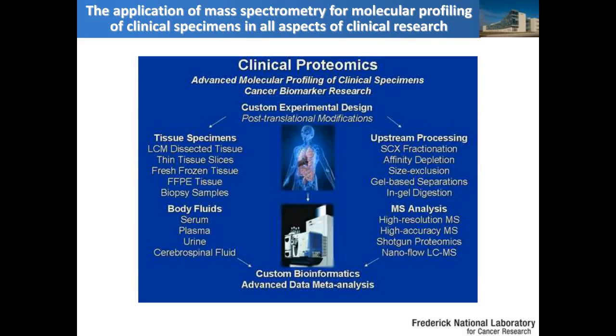Clinical proteomics can be defined as the application of mass spectrometry for molecular profiling of clinical specimens in all aspects of clinical research. As you can see from this slide, we use tissue specimens, regardless of whether it is laser capture microdissection, thin tissue slices, fresh frozen tissue, or formalin-fixed, paraffin-embedded biopsy samples. We also look into body fluids: serum, plasma, urine, cerebrospinal fluid. We also use different modalities of liquid chromatography that include strong cation exchange, affinity depletion, size exclusion, and high resolution and high accuracy mass spectrometry to develop custom bioinformatics and use advanced data meta-analysis.